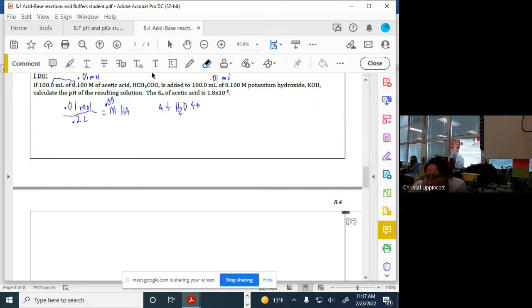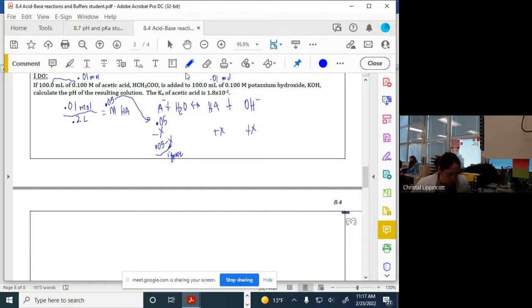I was focusing. All right, this is HA then plus what? OH minus. OH minus. Okay. So then we just figured over here what our molarity was going to be of this guy. So he's going to be 0.05. We're going to minus X here. We're going to plus X here and plus X here. So 0.05 minus X, and we're going to ignore. We just need to document that.